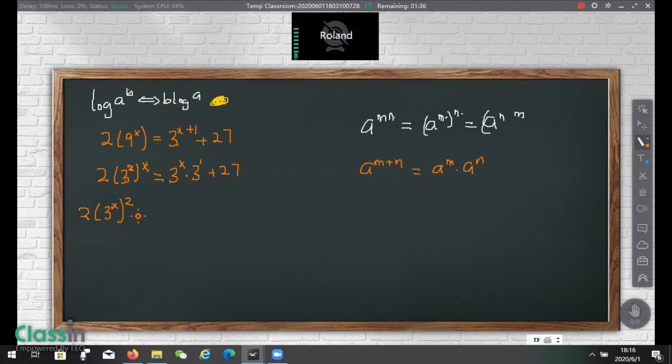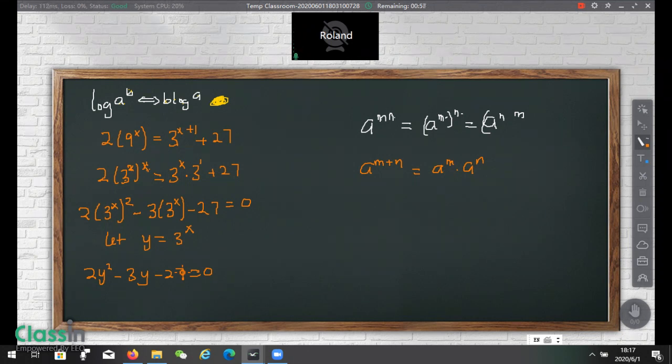This can come across the equal to sign. It's positive, so it becomes negative. 3 to the power 1 is 3, so we get 3 to the power x. Positive 27 can come across the equal to sign to become negative 27, equal to 0. If we let y be 3 to the power x, then 3 to the power x is y, so we can say y squared minus 3y minus 27 equals 0. We can solve this equation by factorization or by the formula, any approach for solving a quadratic equation.